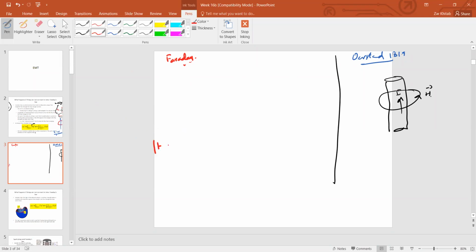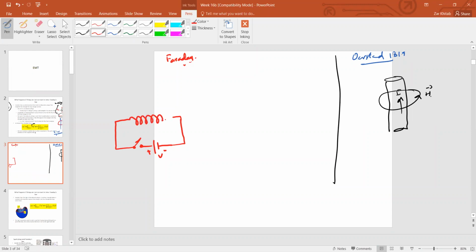By that time, remember, only DC voltage was known, and there was a battery. So the static things were known. So what Faraday did, he introduced a switch here in the circuit, and he made a big coil here.